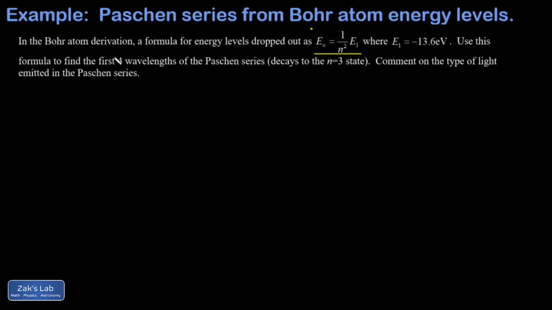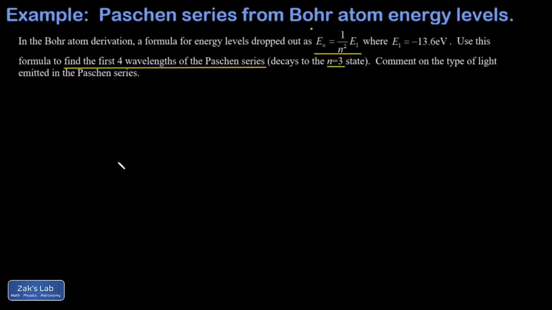Then we're asked to use this formula to find the first 4 wavelengths of the Paschen series, which is decays to the n equals 3 state of the hydrogen atom. So we want to look at a decay from n equals 4 to 3, 5 to 3, 6 to 3, and 7 to 3. Those decays are drops in energy for the electron in the hydrogen atom, and so they correspond to photons that are emitted in the spectrum of hydrogen.